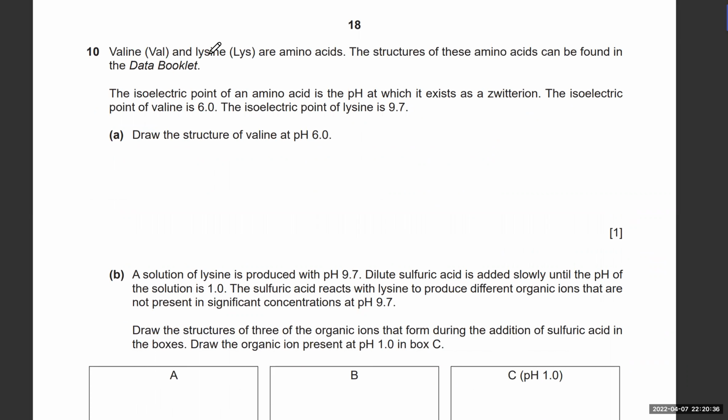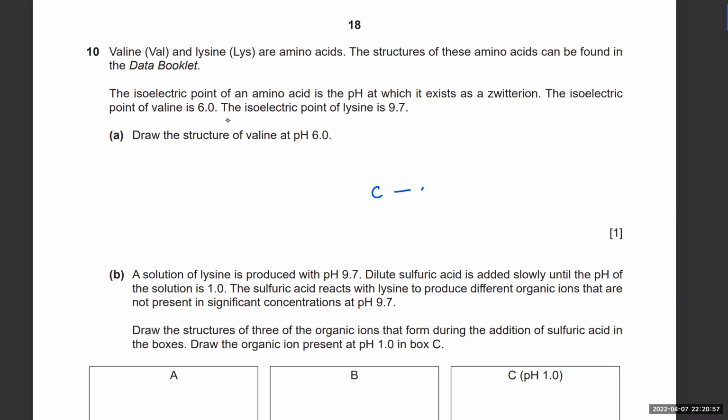This is about valine and lysine amino acids. The structures of those amino acids can be found in the data booklet. The isoelectric point of an amino acid is the pH at which it exists as a zwitterion. The isoelectric point of valine is 6. The isoelectric point of lysine is... Draw the structure of valine. First thing, what is valine?